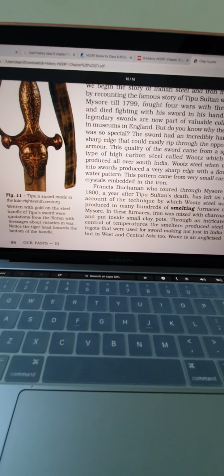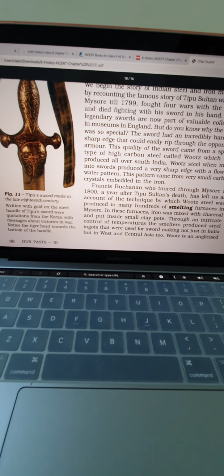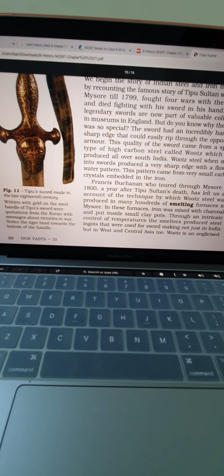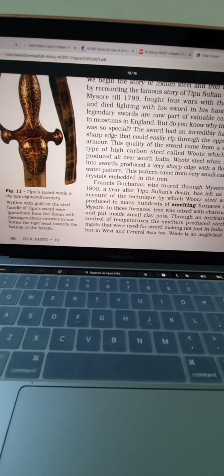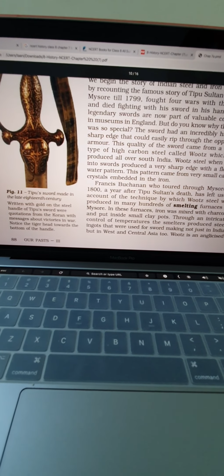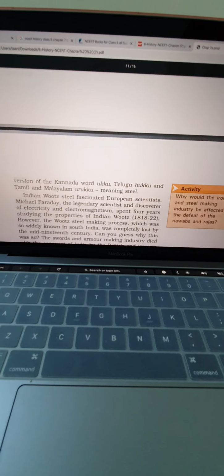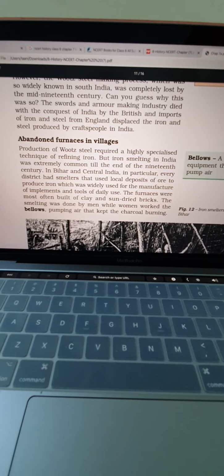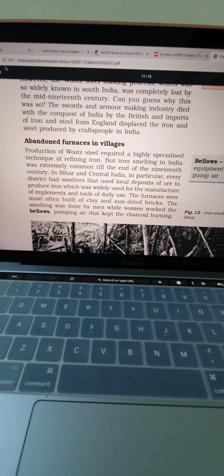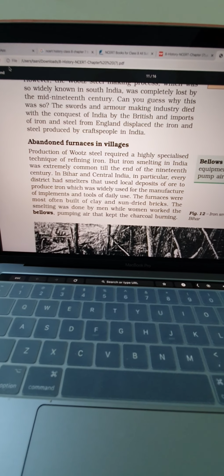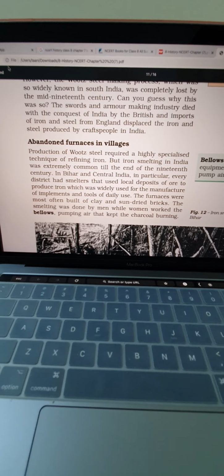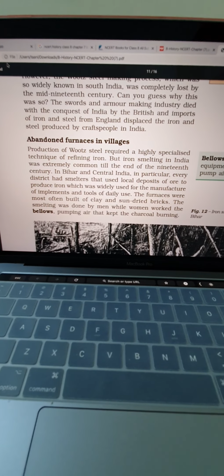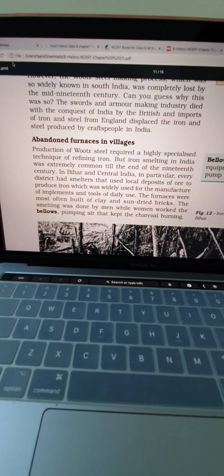The swords and armor making industry died with the conquest of India by the British, and imports of iron and steel from England displaced the iron and steel produced by craftspersons in India. If we talk about the abundant furnaces in villages, production of wootz steel, high carbon steel, was a highly specialized technique of refining iron.